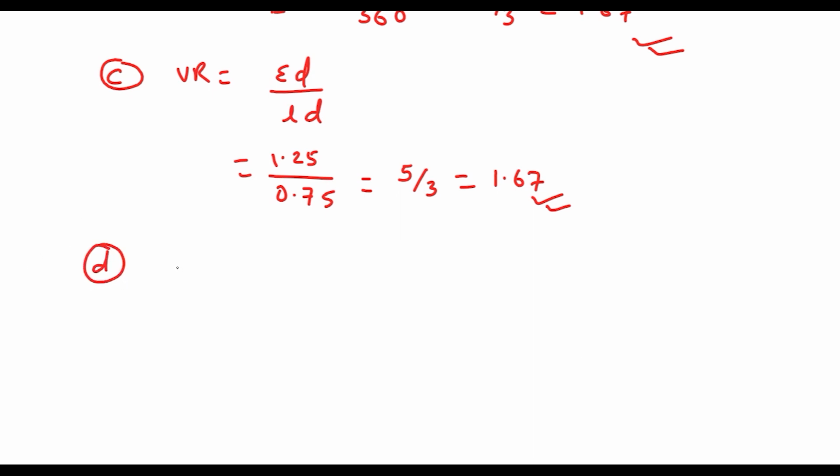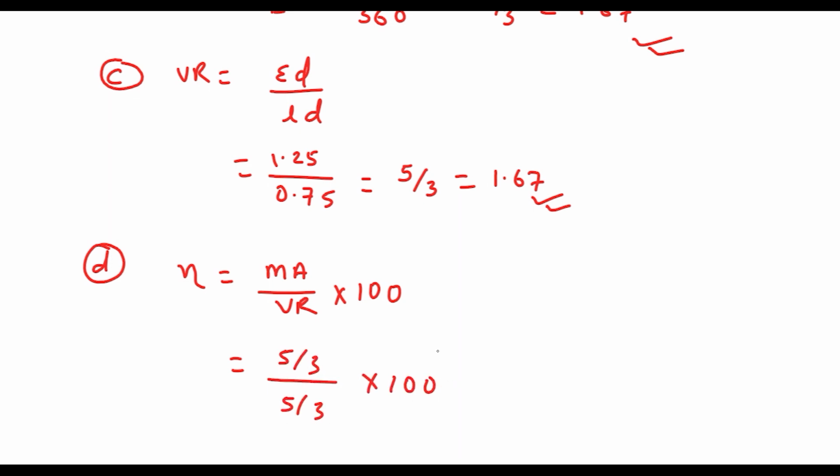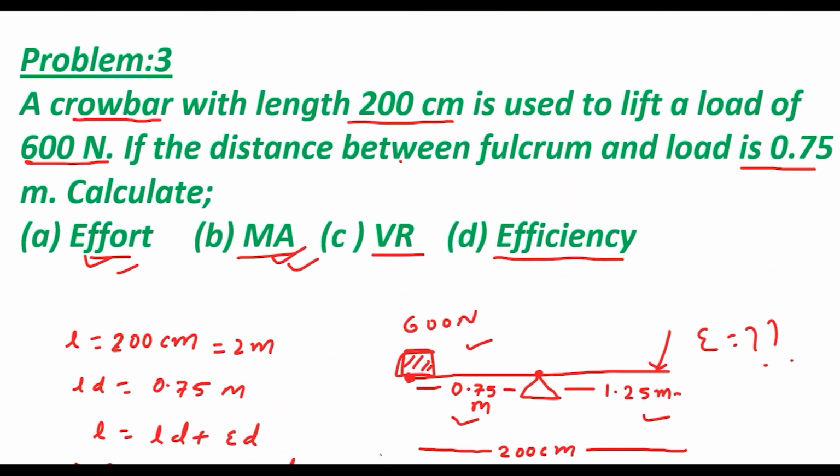In D, we have to find the efficiency, denoted by eta. This is the symbol of eta. Efficiency equals MA by VR into 100. MA is 5 by 3, VR is 5 by 3, into 100. Efficiency is always calculated in percent. So 5 by 3 cancel, it becomes 100%. So efficiency is 100%. This is the required efficiency of the crowbar.